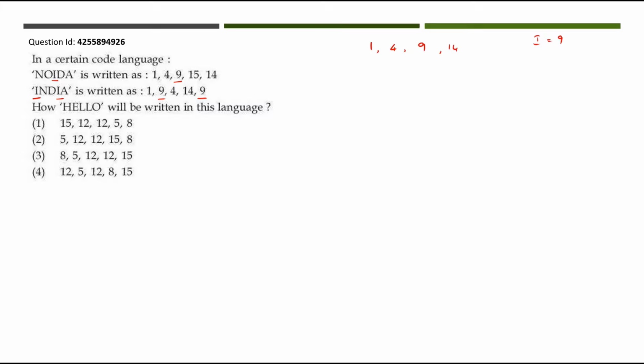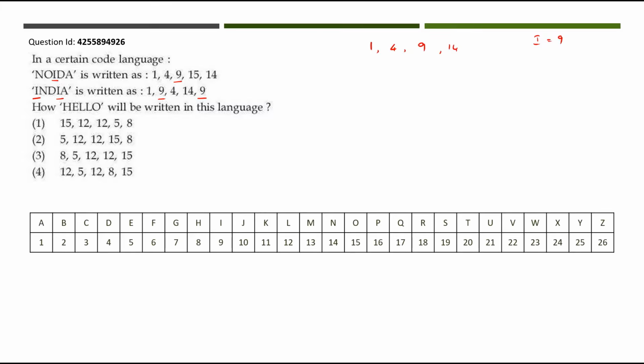In which code do we get I equal to 9? It is the alphabetical order. What is 1? It is A. What is 4? It is D. What is 9? It is I. What is 15? It is O. And what is 14? It is N. Noida has been written in reverse code. Similarly, this is A, this is I, this is D, this is N and this is I. India is written in this way.